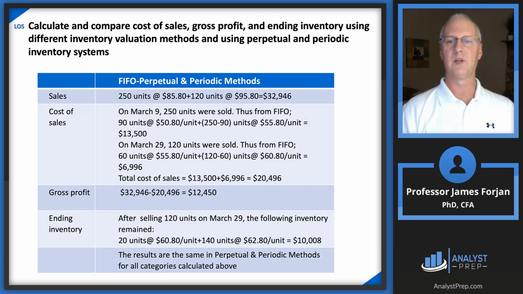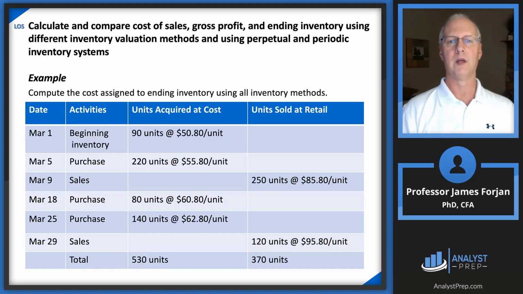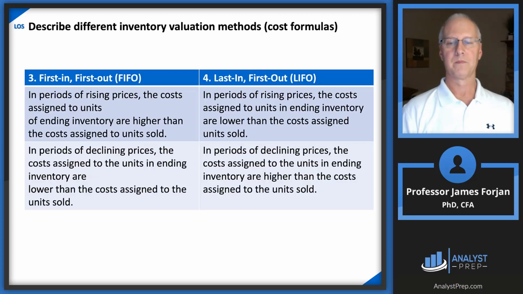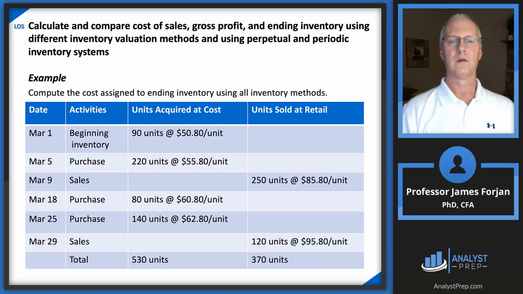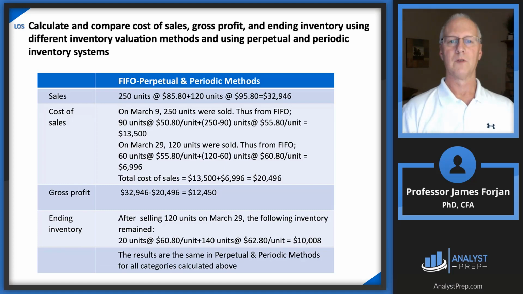So this is an easy calculation that will be constant throughout any valuation method, right? So we sold 250 at 85.80, and we sold 120 at 90. So there's the 250 times 85.80 plus 120 times 90. So our sales is 32,946. All right, nothing too interesting about that. That's just total sales.